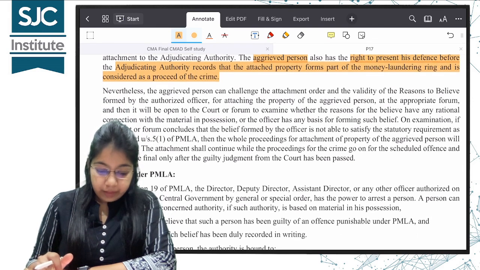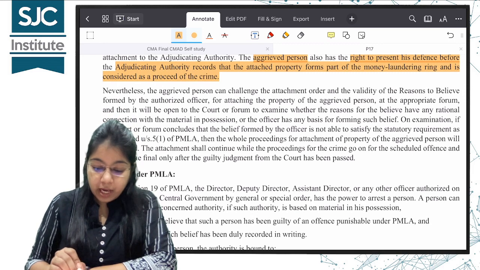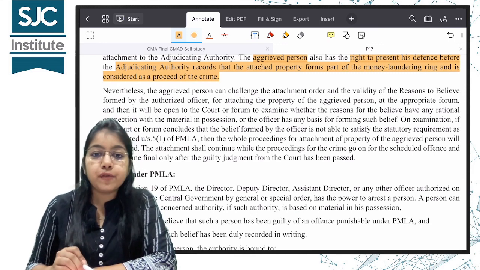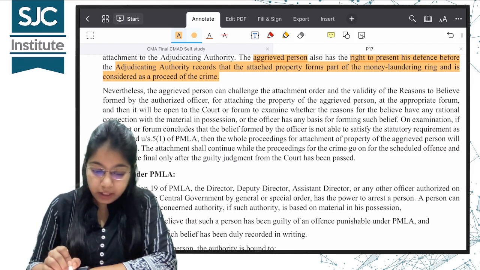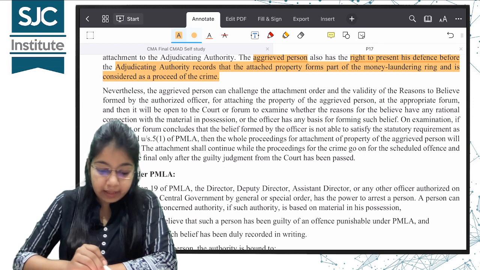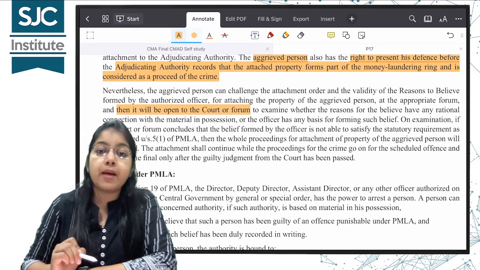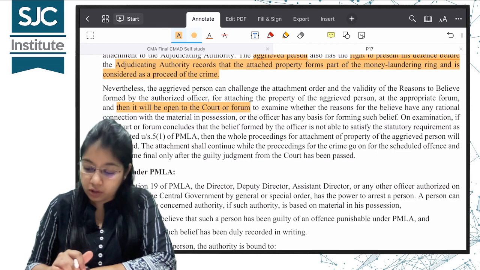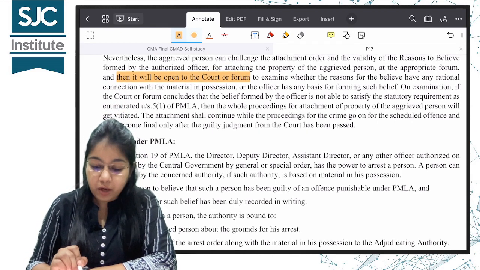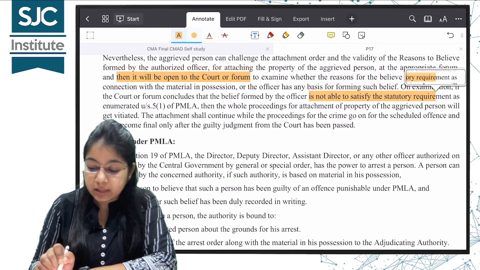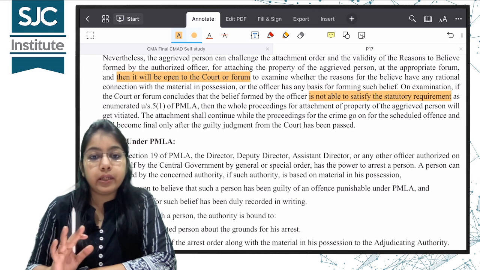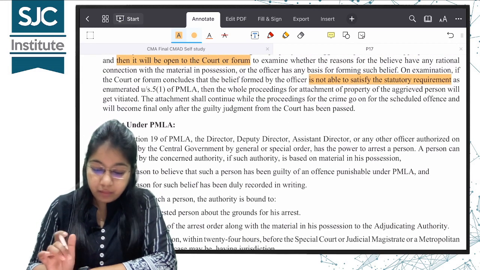Clear? Nevertheless, the aggrieved person can challenge the attachment order and the validity of the reasons to believe formed by the authorized officer for attaching the property, on examination by the court or forum. Then it will be open to the court or forum to examine whether the reasons are correct or not. If the court or forum concludes that the belief formed by the officer is not able to satisfy the statutory requirement, in that case, the attachment will be released.